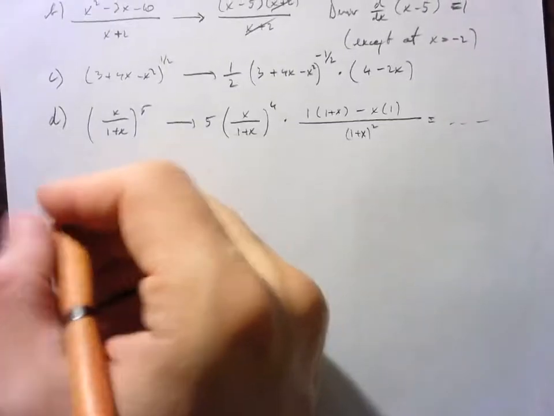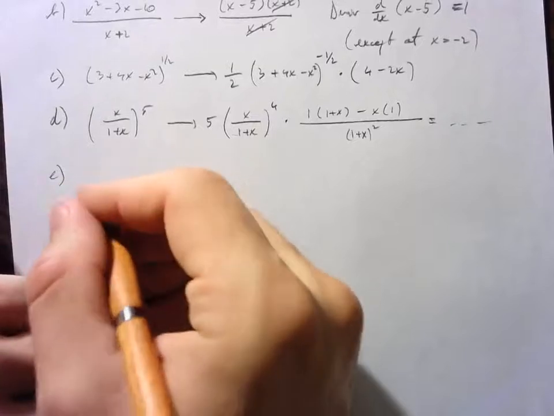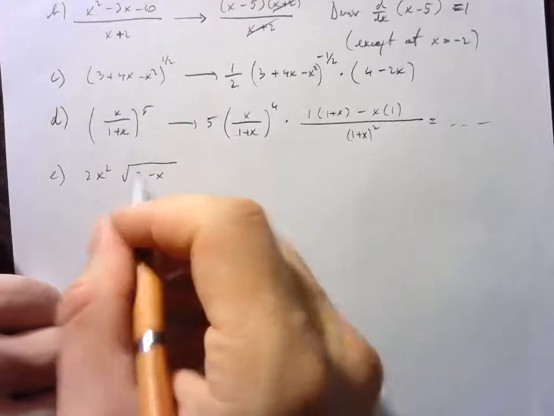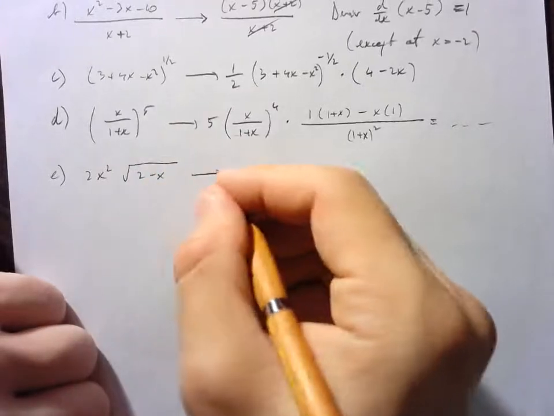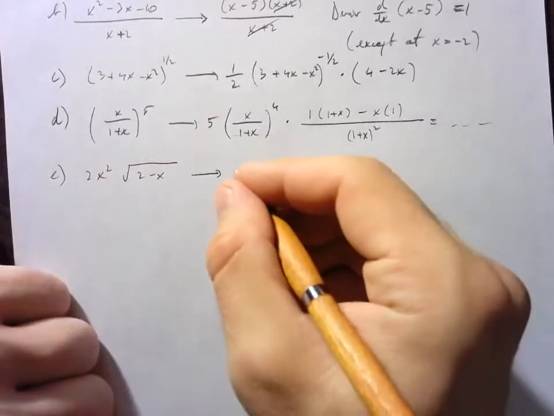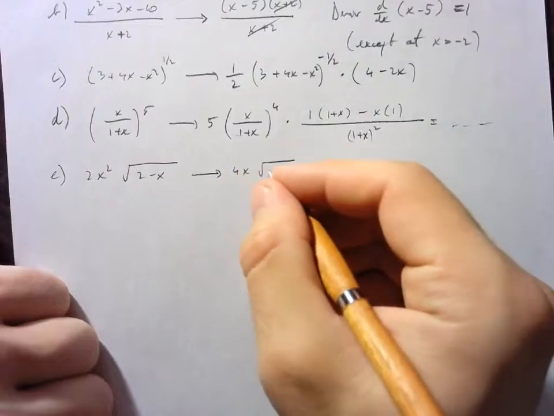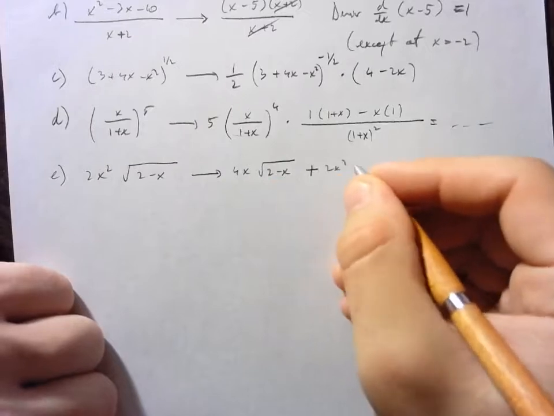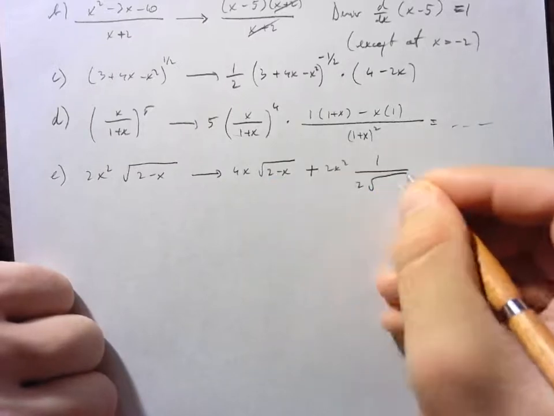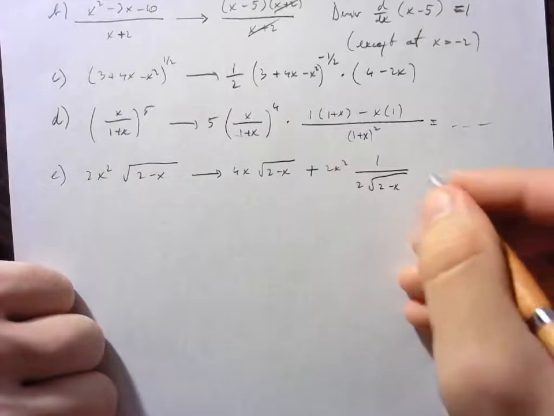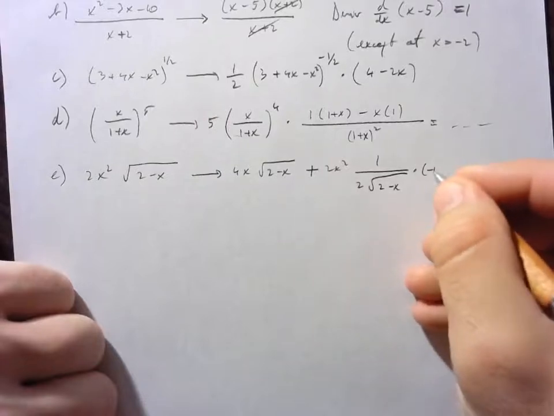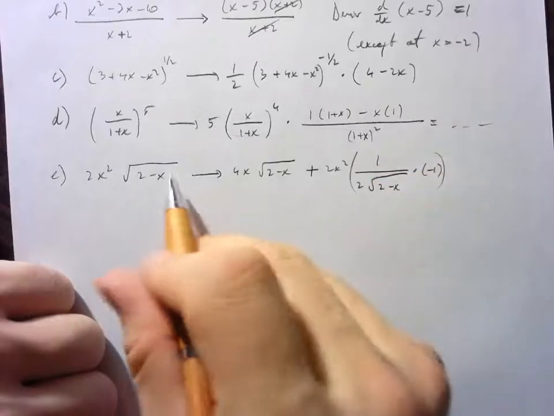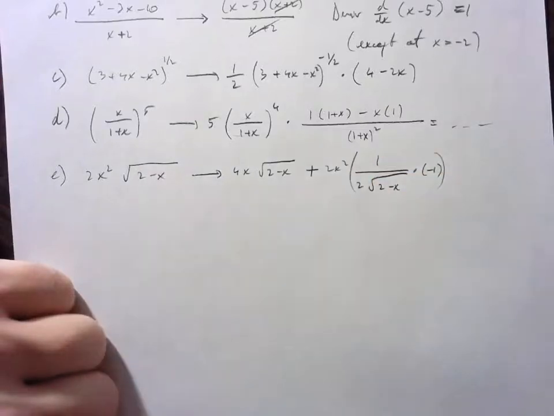Part E now has a combination of product rule and chain rule because of this square root part. So the derivative of this is derivative of the first, which is 4x times the second, unchanged, plus the first times the derivative of the second, so that's 1 over twice the square root 2 minus x, times the derivative of the inside, which is negative 1 due to chain rule. So this whole piece is the derivative of this square root part over there.